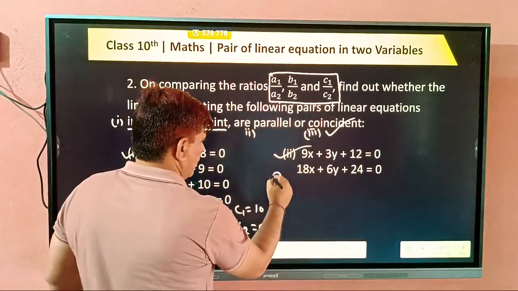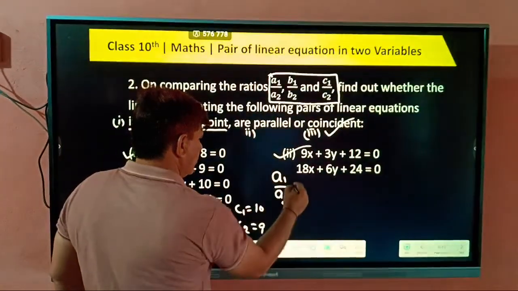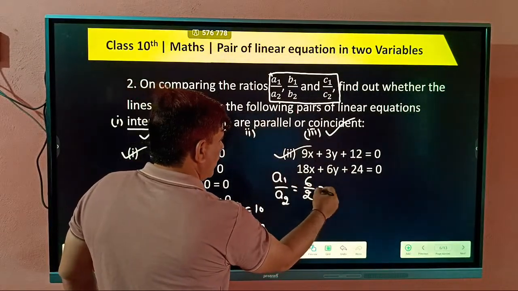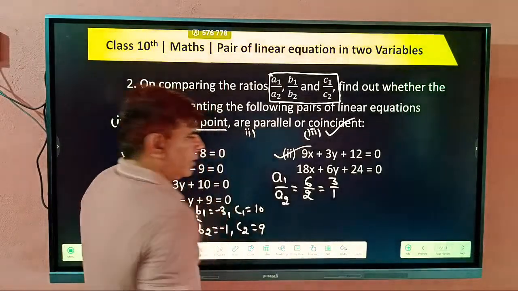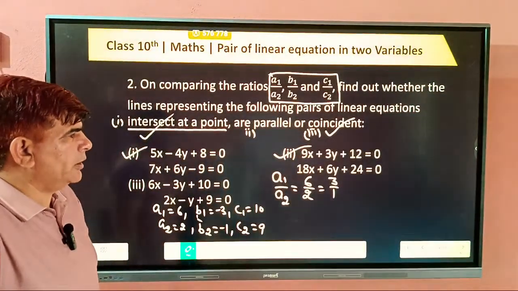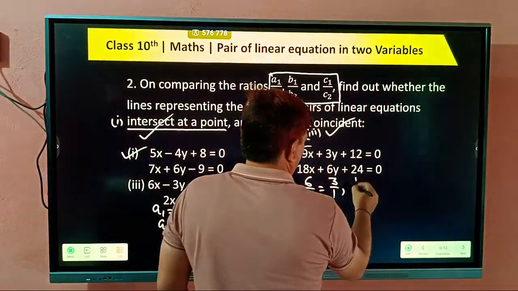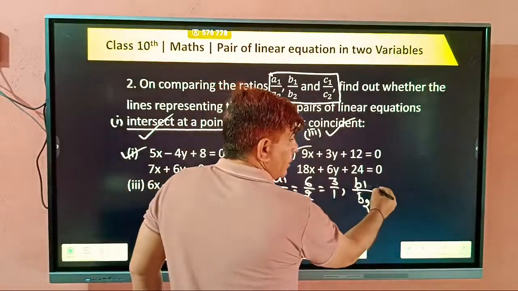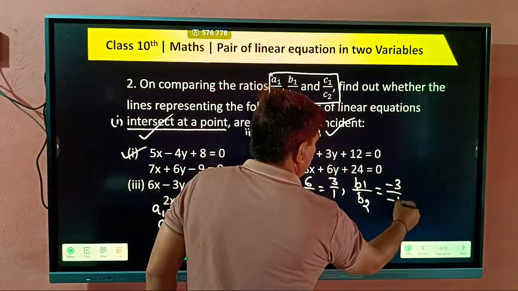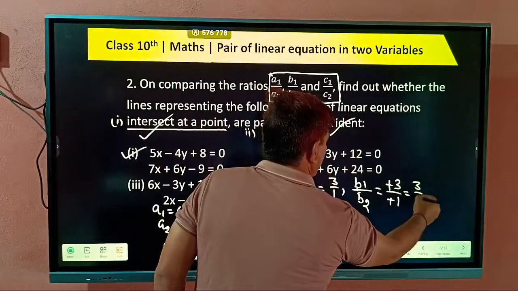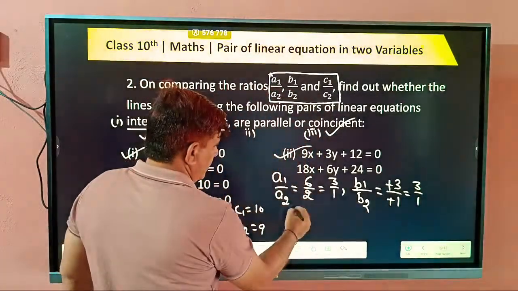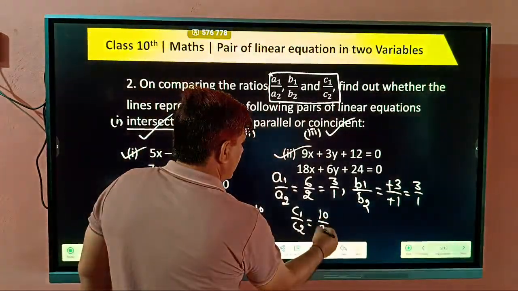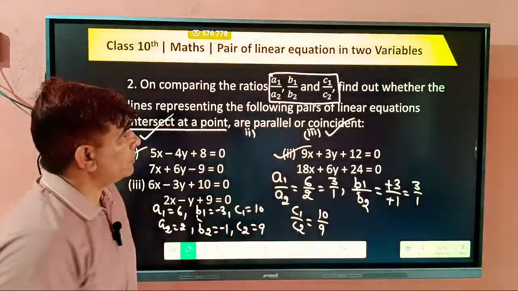So check one time first. A1 by A2 is equal to what? 6 by 2. If you convert this into simplest form, this is 3 by 1. Similarly, B1 by B2 is -3 by -1, cancel it, so we can write 3 by 1. C1 by C2, what's coming? 10 by 9.